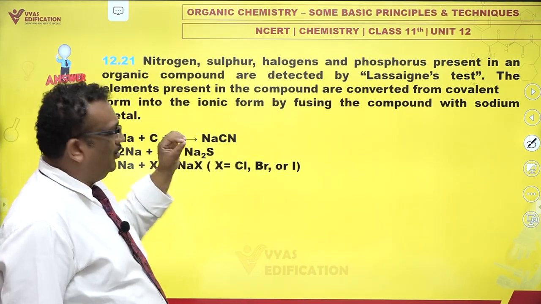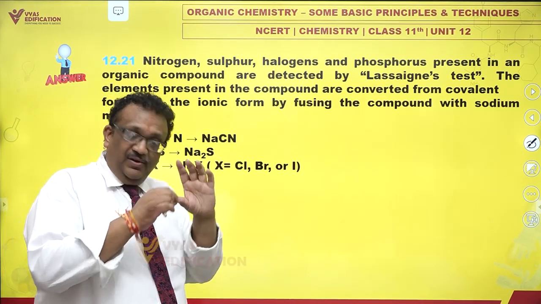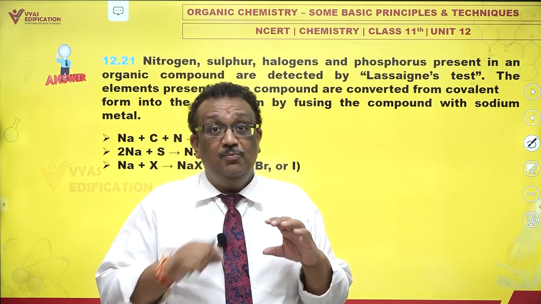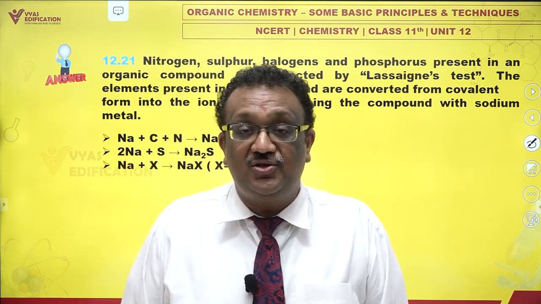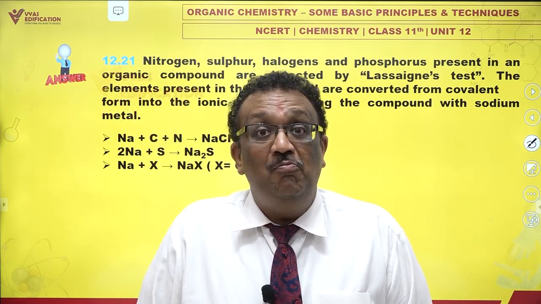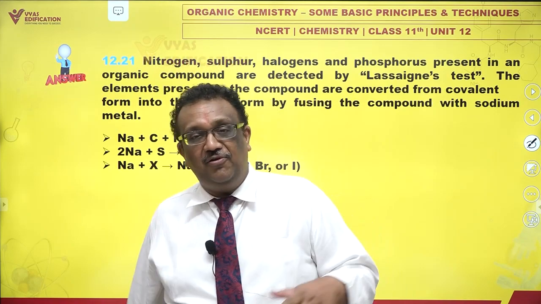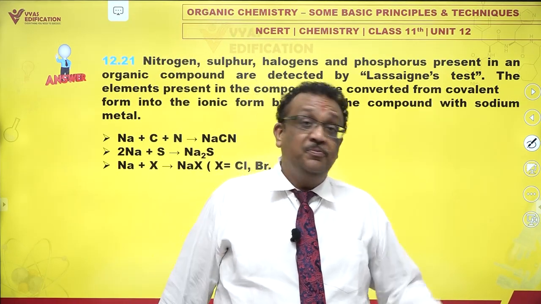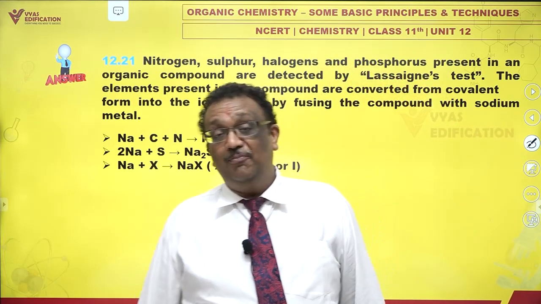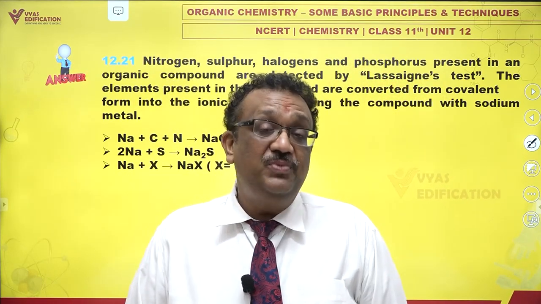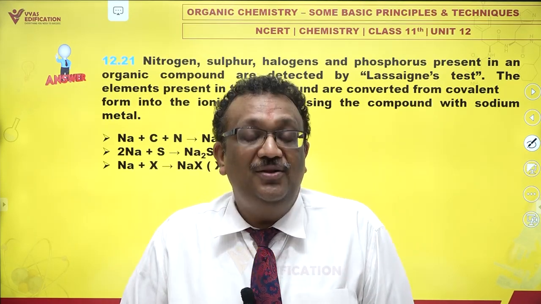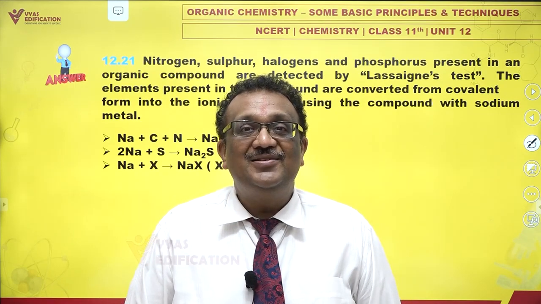We take a sample of any given organic compound, add it in a small tube, and then add metallic sodium. Sodium is very reactive. We melt and fuse them together. Molten sodium, because it's very reactive, destroys the given organic compound, takes out all the nitrogen, phosphorus, sulfur, halogens, and forms different compounds. Those different species can be specifically tested using specific reagents. This overall process is called Lassaigne's test.